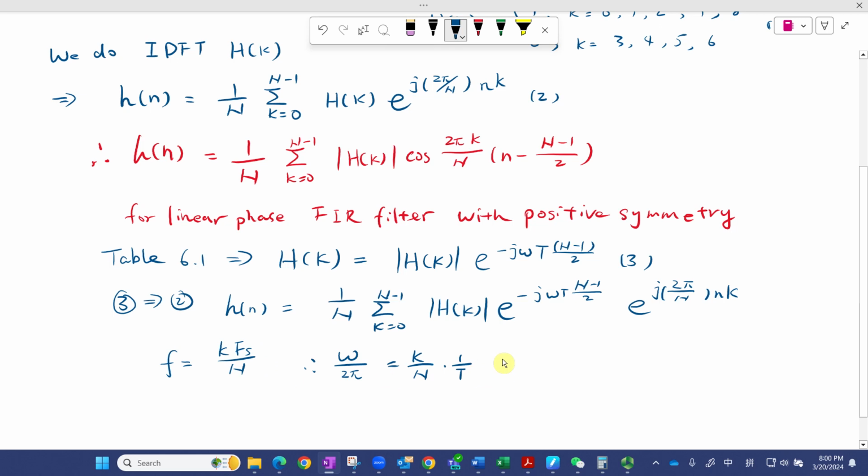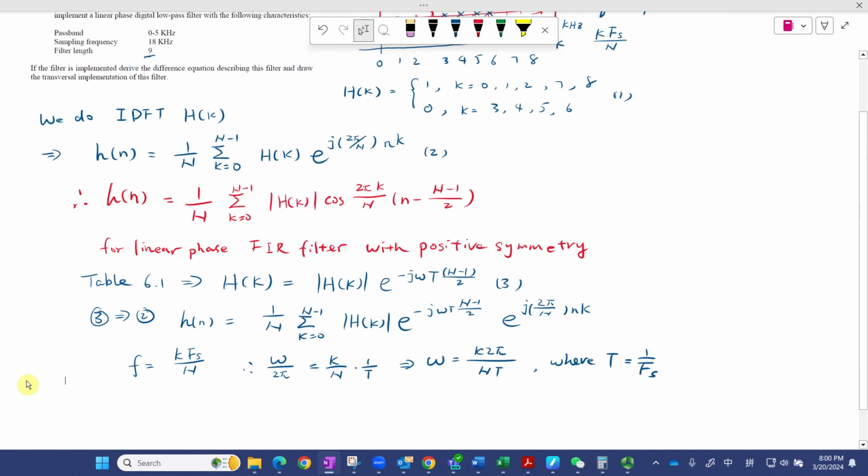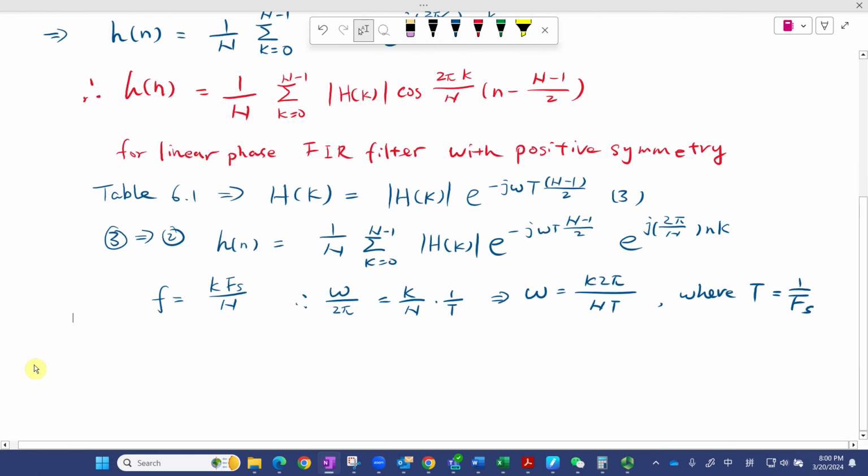So T is the period. We got omega equals k 2 pi over capital N and T, where you know that capital T is 1 over fs. We can keep doing that. Let me shrink that a little bit. Then we're going to collect terms and change things.